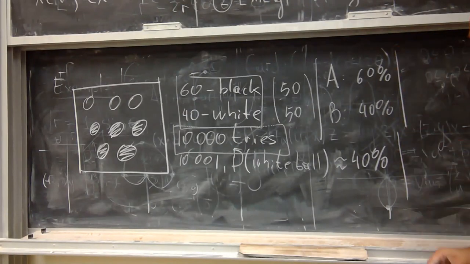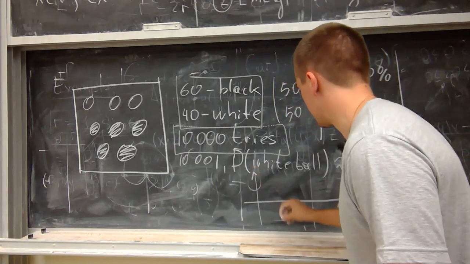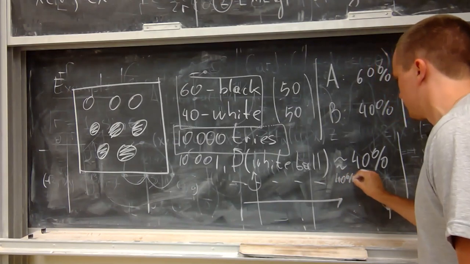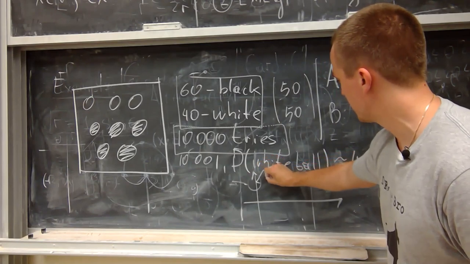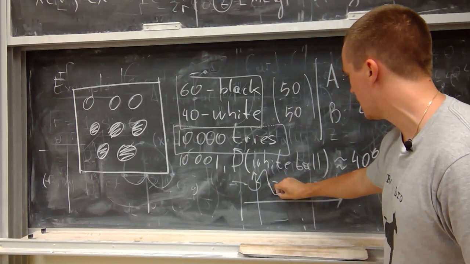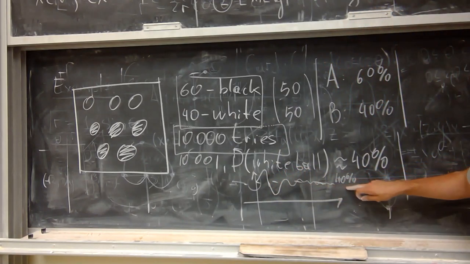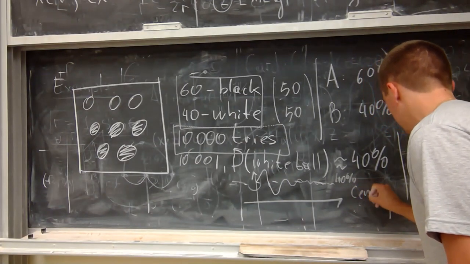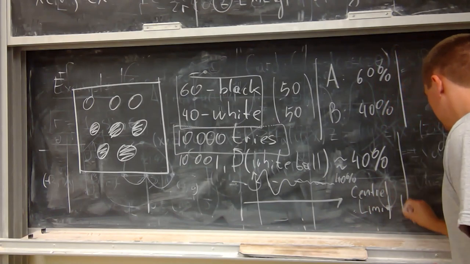And the graph of this looks something like this. So if it was your 40% probability that you started with for a ball, and let's say you start here. By using not a lot of tries, your number of white balls can increase and decrease. But when you do more and more tries, they're going to stay closer and closer to 40%. And this is called in probability the central limit theorem.